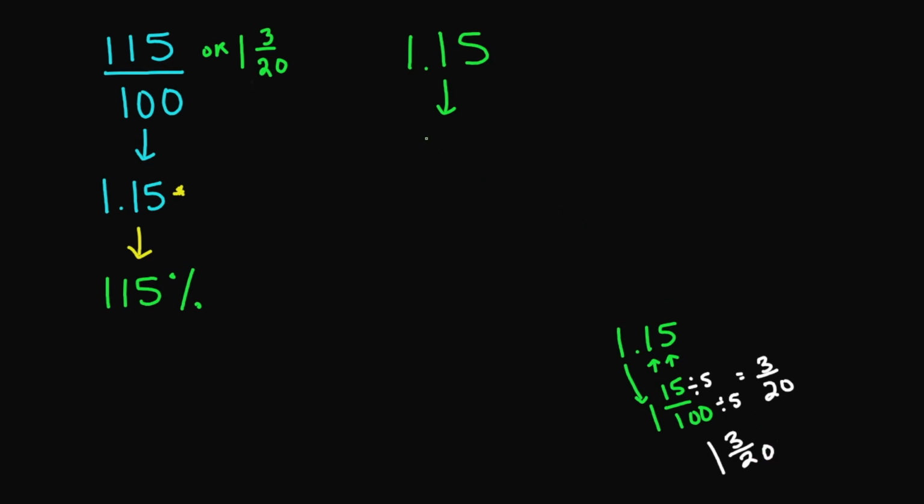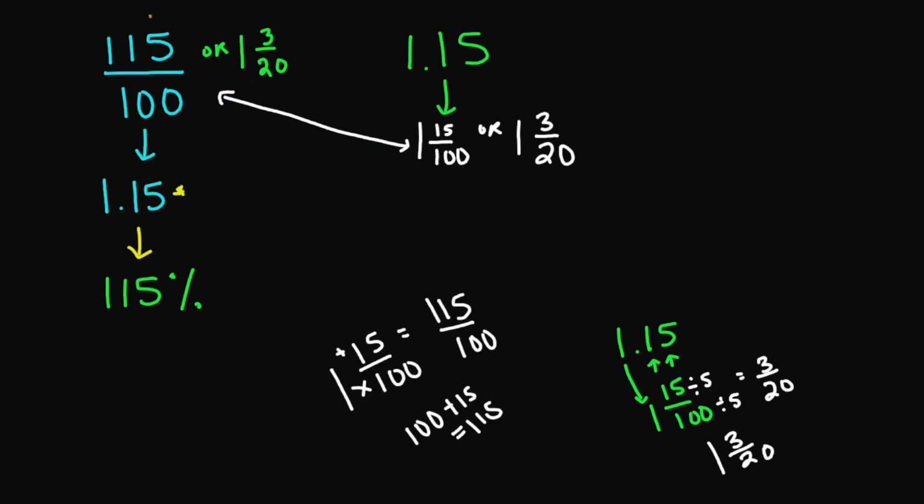So as a fraction, you're going to get 115 over 100. Or if you simplify, you're going to get 1 and 3 over 20. So remember, these two are the same fractions. This fraction is the same as this fraction and is equivalent to this fraction. This is your improper fraction here. This is your mixed number, and this is your simplified answer. When you simplify the 15 over the 100, you get 3 over 20.